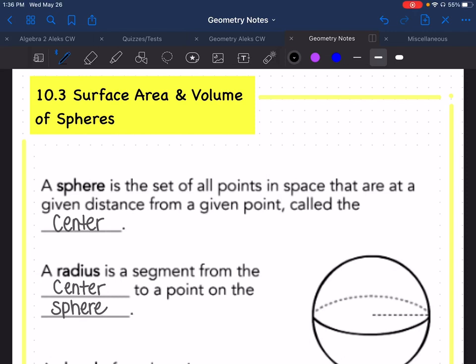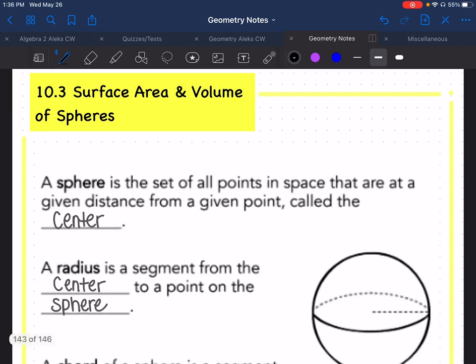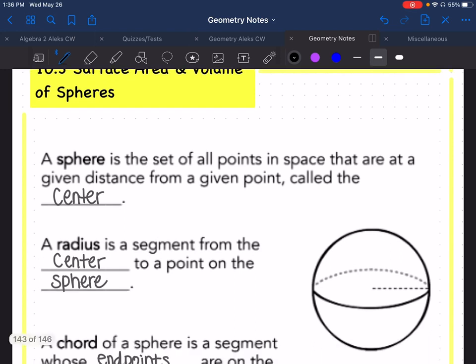Today's lesson is 10.3, Surface Area and Volume of Spheres. A sphere is a set of all points in space that are the same given distance from a given point, which is called the center. Here is the center of my sphere.